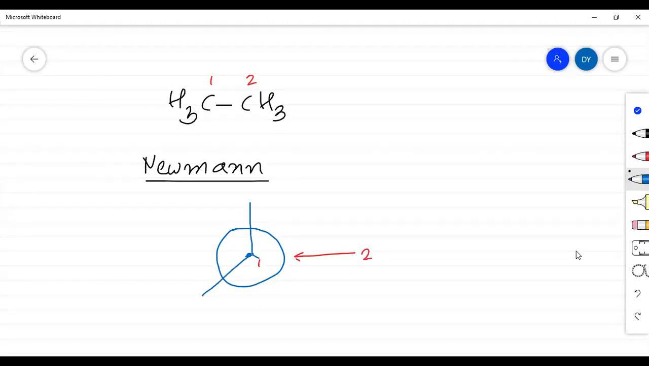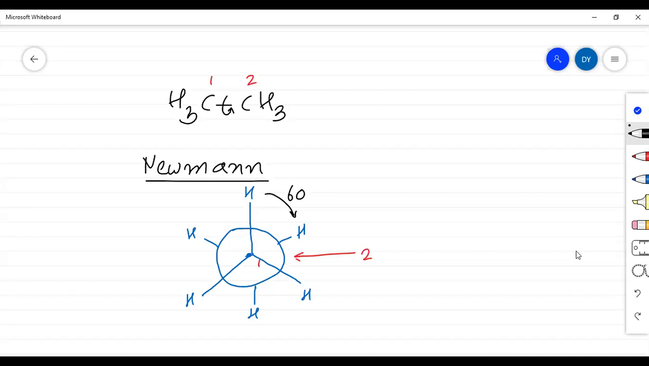This carbon number 1 is attached to 3 hydrogens, 1, 2 and 3. And this carbon number 2 is also attached to 3 hydrogens. These 3 hydrogens I have to write from the circle, 1, 2 and 3. So student, this is called the Newman projection formula. Now if I rotate this molecule, or the carbon-carbon single bond, by say 60 degrees, I get another form of the Newman projection formula.